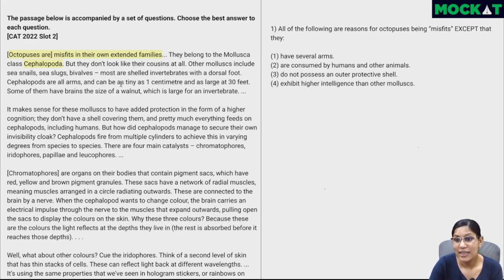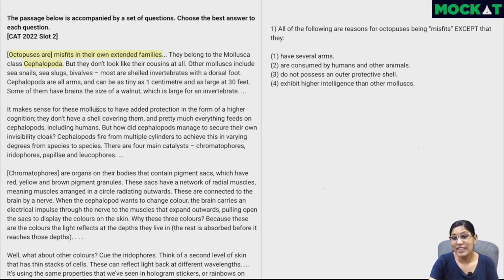Cephalopods are all arms and can be as tiny as 1 centimeter, as large as 30 feet. Some of them have brains the size of a walnut, which is large for an invertebrate. So all cephalopods, they have brains, they have arms. Octopuses, of course, we know have 8 arms. But there are differences between octopus and the rest of the cephalopods. So the others have shells, they have a dorsal foot, which probably octopuses don't have.